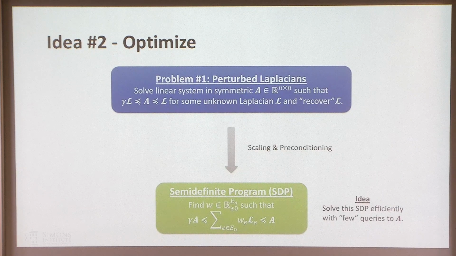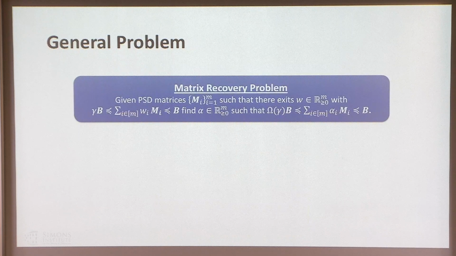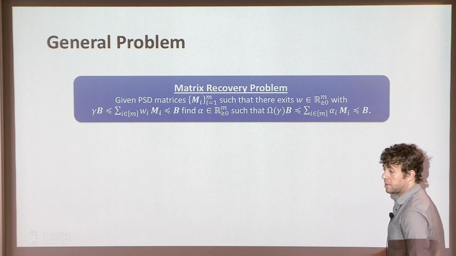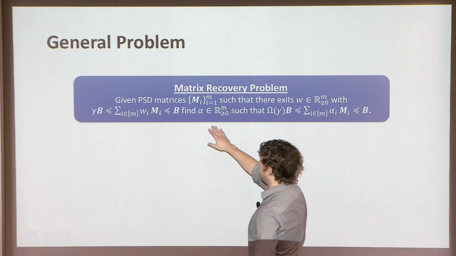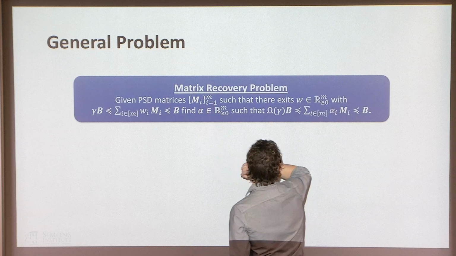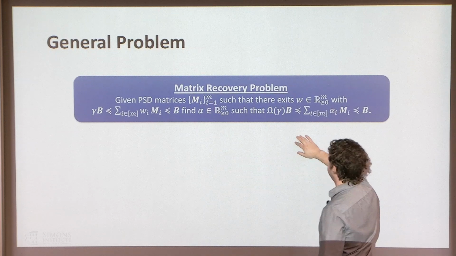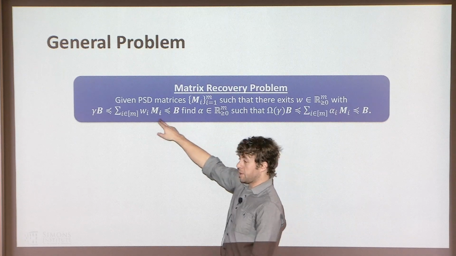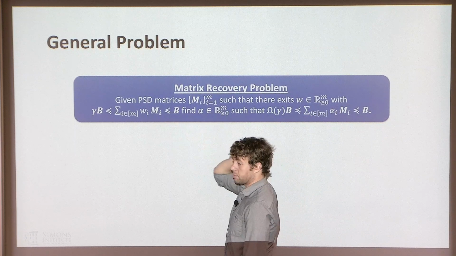And for this, fortunately, most of the work had already been done for us. So let me generalize the problem I just described. You could write down this problem not just for Laplacians, but in an even more general form. Essentially, what we want to solve is the following. We're given some collection of PSD matrices, so m different PSD matrices. And suppose we're promised that there exists some non-negative weighting of these PSD matrices that's spectrally close to some other given PSD matrix B. All right?